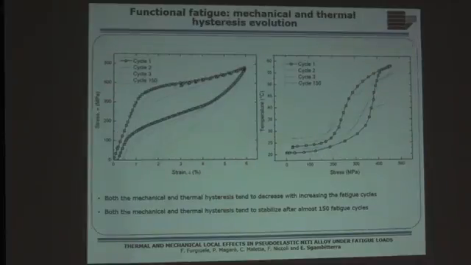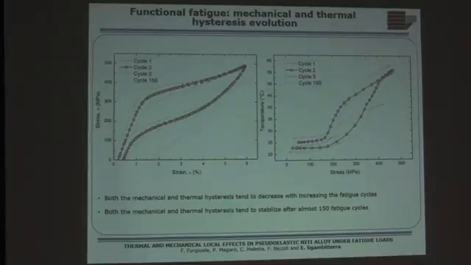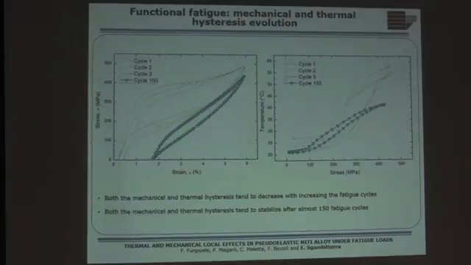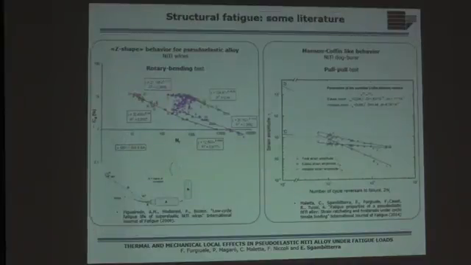If you want to understand the evolution of the thermal and mechanical hysteresis, you clearly see that when you continue to apply the load, both the mechanical and thermal hysteresis tend to become narrower. This is because no huge amount of material is involved in the phase transformation anymore. So let's talk a little bit about structural fatigue.